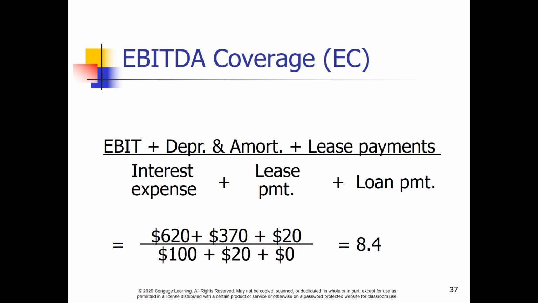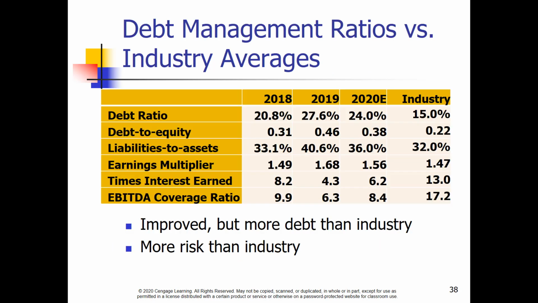And finally, the EBITDA coverage ratio is a refinement on times interest earned. It considers the fact that the depreciation and amortization are non-cash charges and that lease payments are fixed charges. Leasing is frequently considered a form of off-balance sheet financing. Still, 8.4 is a strong coverage ratio. Computron is projecting significant improvement for 2020, using less debt and sufficient earnings to service that debt.